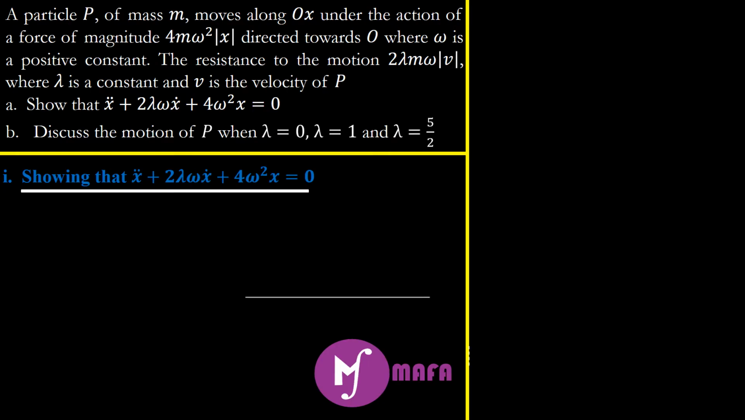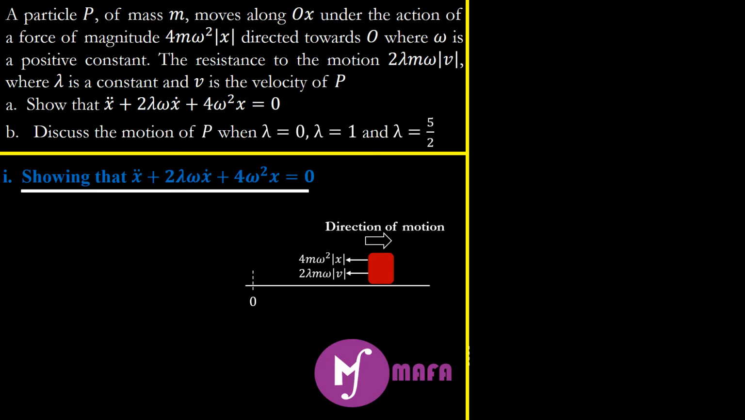So the first thing is that the particle moves along the OX, meaning along the horizontal axis. So this is O, and then now it is moving to the right. Okay, so we have the particle there. Here is the origin, here's the particle. It is moving such that the magnitude of the force that takes the particle to the right is actually acting towards the origin. So it means that the force is acting towards this direction, and also we have that the resistance also be acting in the opposite direction, because the direction of motion is to the right.